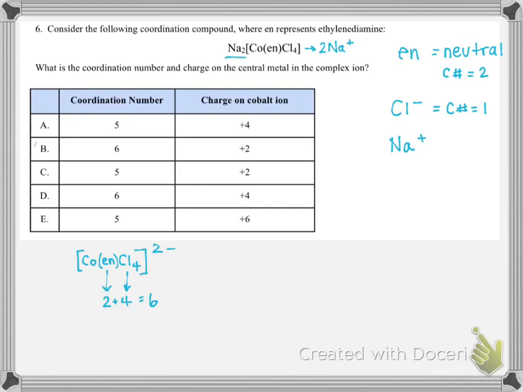And then to figure out the charge on the cobalt, we're instead going to look at the charge on each of those ligands. So En, it's made up of some carbons and some amines, and it's going to be neutral. And so this will have a charge of 0. And we know each chloride is going to be -1, so overall those will contribute -4. And so to make this overall charge -2, the cobalt is going to have to be +2, making B the correct answer.